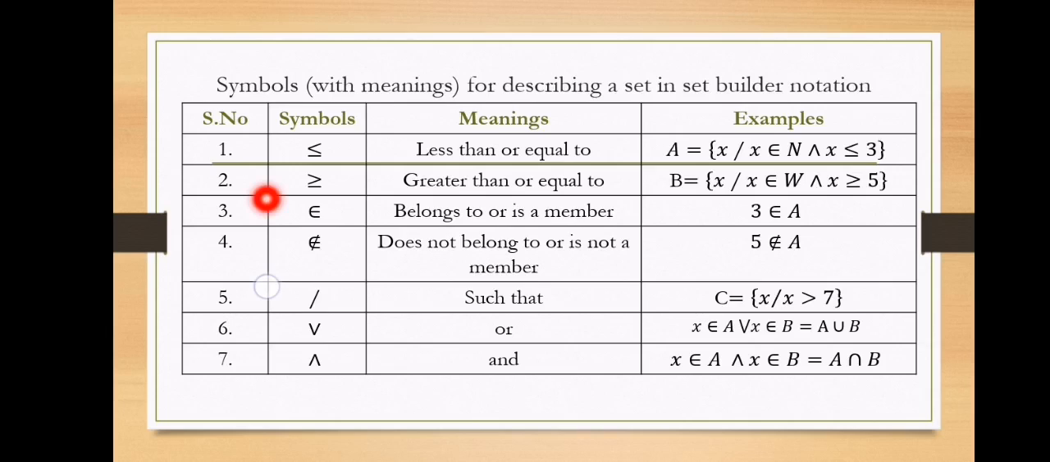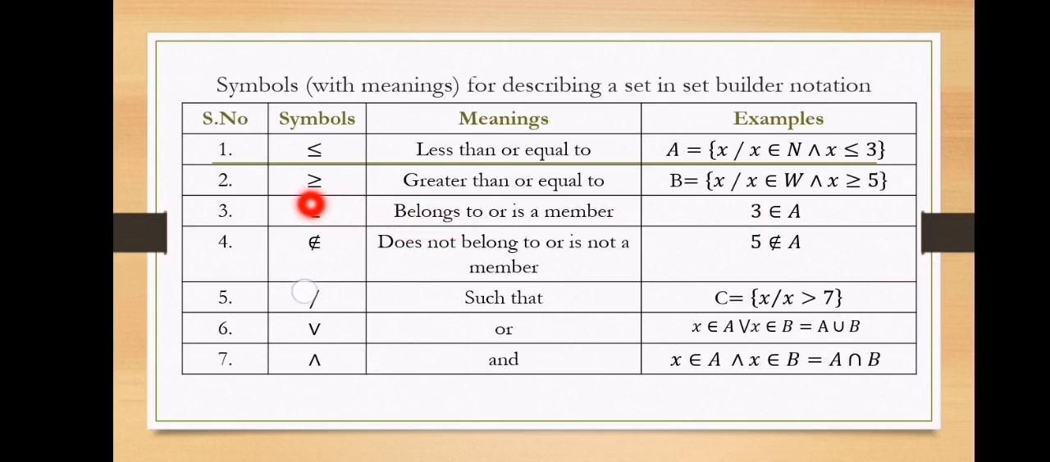The symbol number 2 to be discussed over here is greater than or equal to. B = {x such that x belongs to the set of whole numbers and x is greater than or equal to 5}. It means that this set includes all those whole numbers which are equal to or greater than 5, that is, it is starting from 5 and going up so on. The third symbol to be discussed is this one, which means belongs to or is a member of. If A = {1, 2, 3}, we can write that 3 belongs to A, and symbolically we write that 3 belongs to A by using this particular symbol.